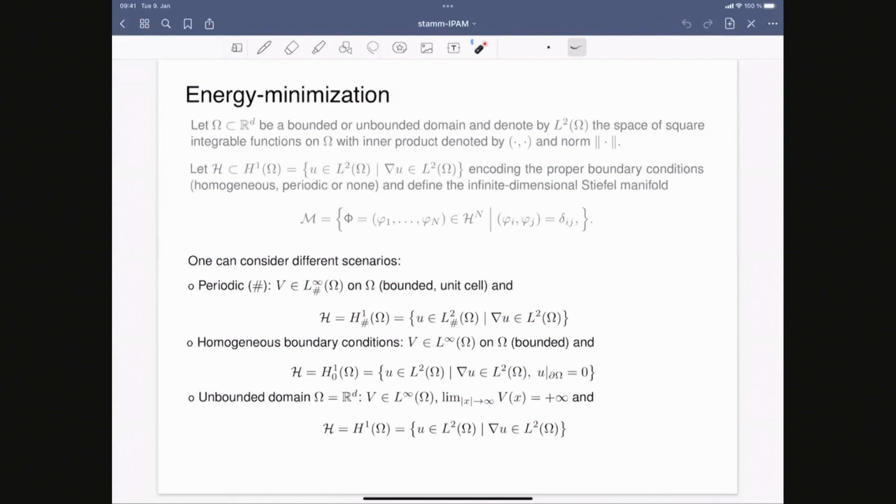Secondly, let me specify a little bit on the boundary conditions.